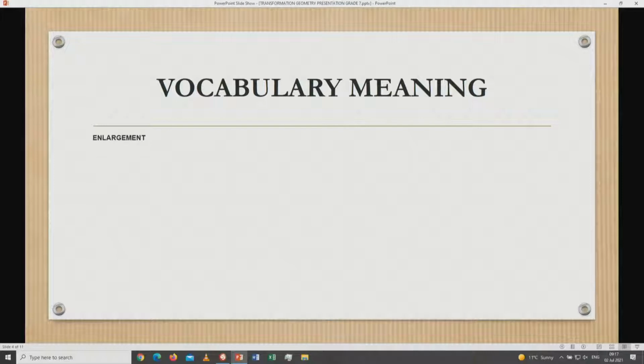The first word was enlargement. What does it mean when we say enlargement? We say enlargement is a transformation of an object that maintains the shape but increases the size of the object. It maintains the shape. If it was a rectangle, it will still be a rectangle, but the size will not be the same as the object. So it means that the shape has been enlarged.